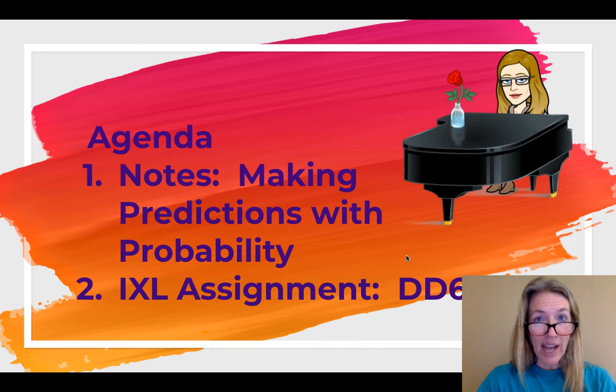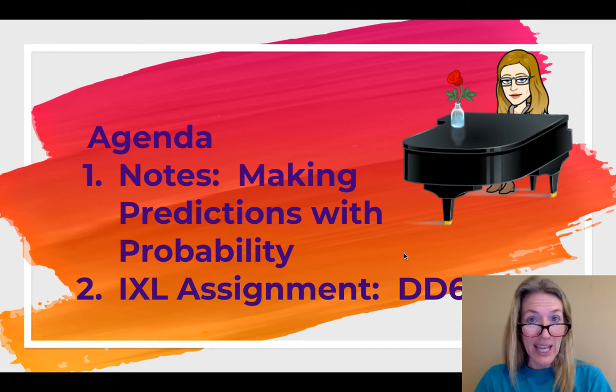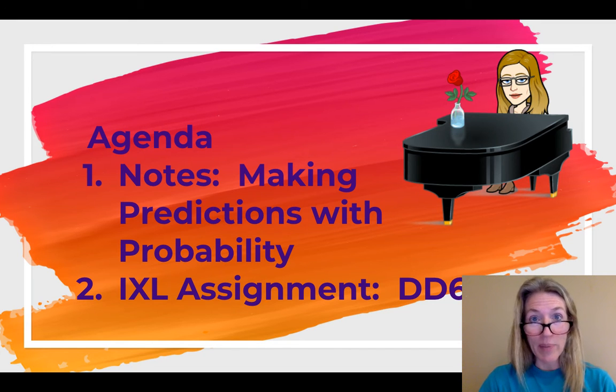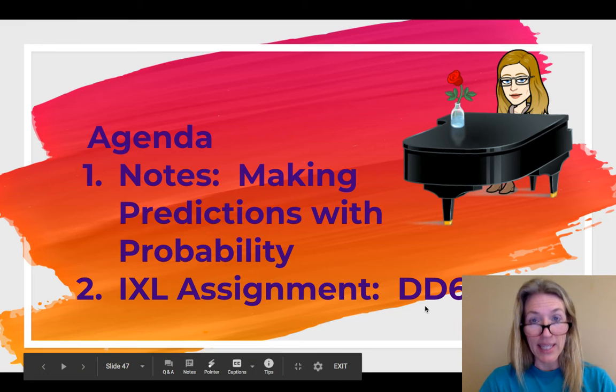Now, of course, after we learn about probability and making predictions, you'll be able to complete your assignment DD6, which is an optional assignment for you.